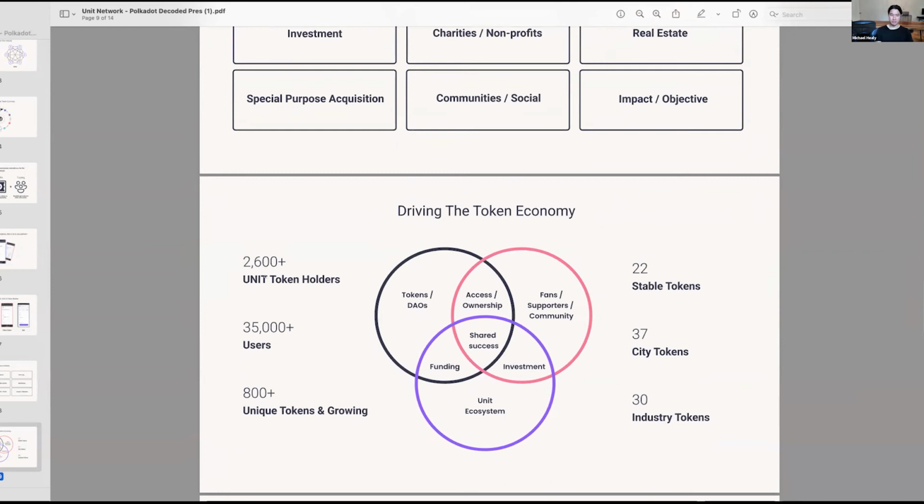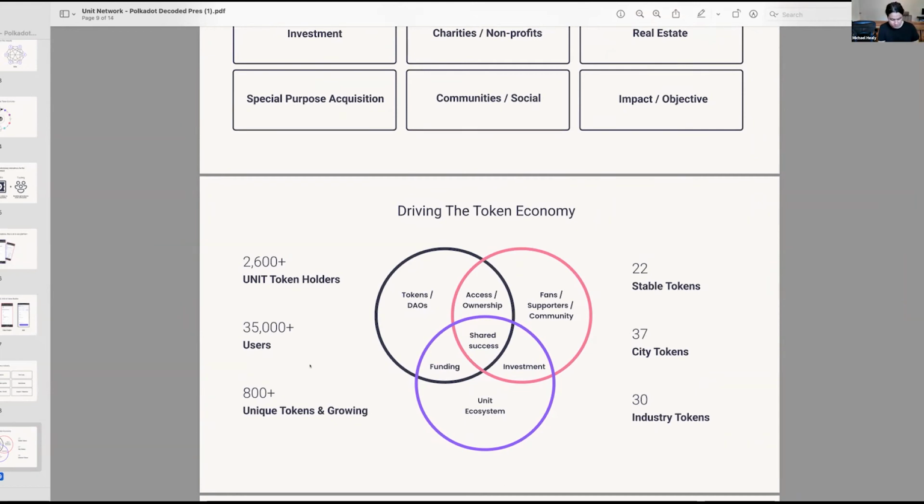So what's the state of Unit at the moment? We've got about 2,600 people who are our token holders and stakeholders. We've got 35,000 people in the network. We have 800 unique tokens and growing. We've got about 22 stablecoins, 37 city tokens, and 30 industries.